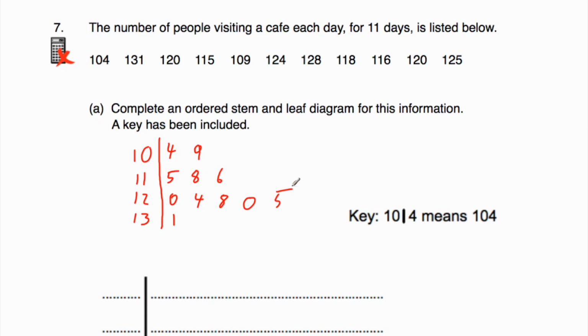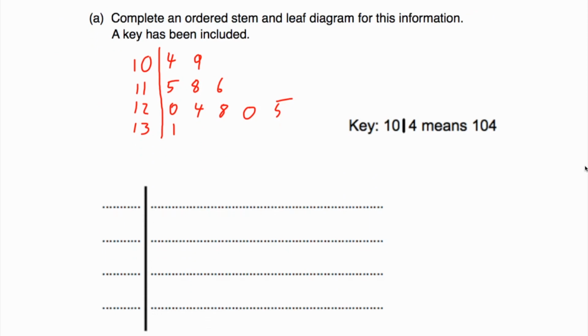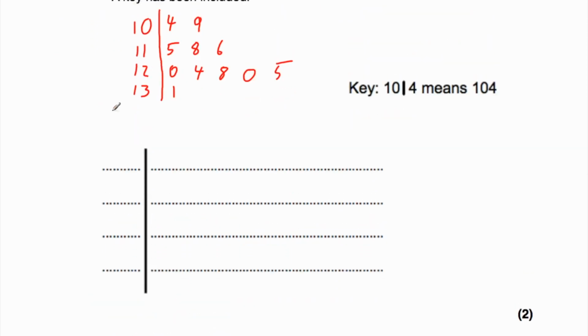Now we've been asked to draw an ordered stem and leaf diagram, so this is not ordered, so let's put them in order and put them into our template that's there for us. So let's start by writing down our stem. And then let's put on our leaves and put them in order.